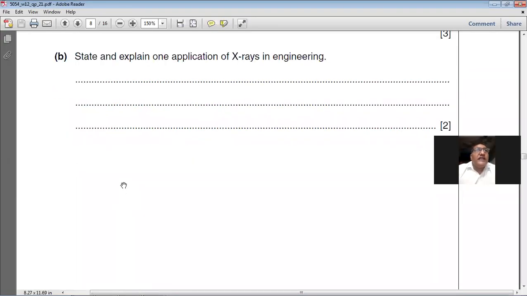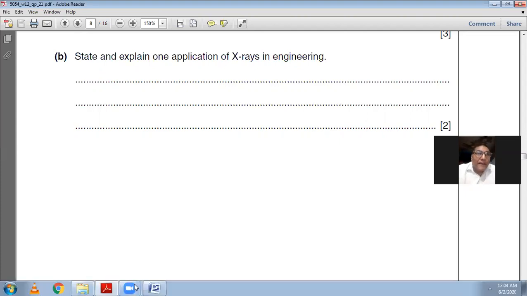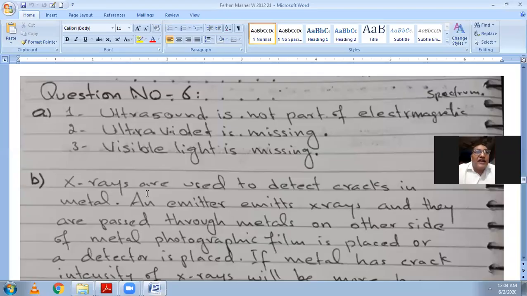Okay. State and explain one application of X-rays in engineering. X-rays are used to find the cracks inside the metals. If you have a piece of metal and inside that metal piece we have a crack, if you look from outside, you will not be able to tell that there is a crack inside the piece of metal. But if you are using the X-rays, the X-rays will help you to find out that there is a crack inside that metal piece. I've written this answer. Let me show you my answer.